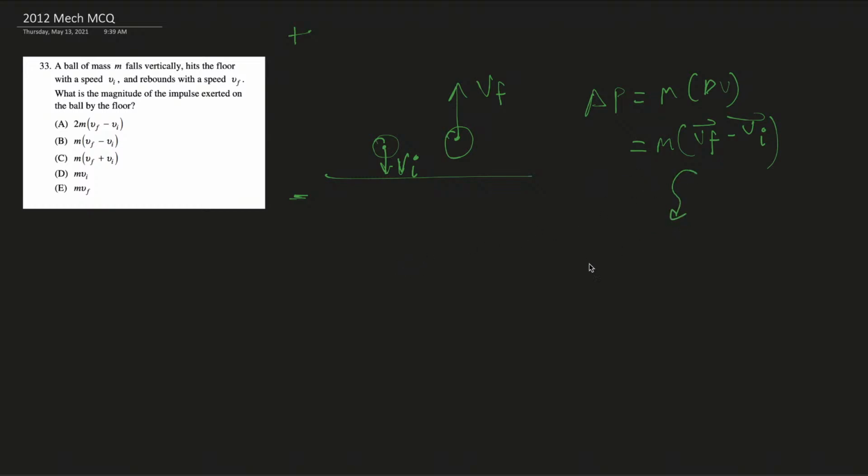This is still correct. We just have m vf, but vf is a vector, right? It has both magnitude and direction. The magnitude of vf is vf because that's what they gave to us. That's the magnitude, right? And the sign attached to it, that's what gives it the vector, right? So because it's pointing up, we're going to give it a positive. Now this is what the vector is equivalent to, right? Now we're going to subtract the vi vector.